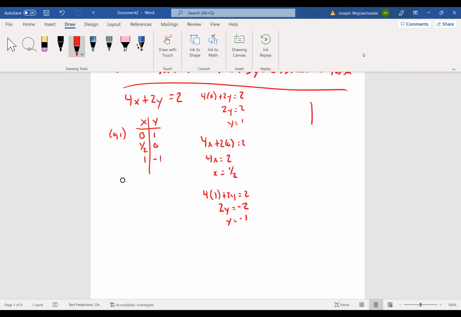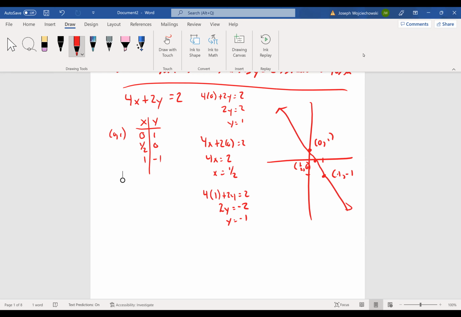So now let's plot these points. 0, 1. 1/2, 0. And 1, -1. Now we have our points. Draw a line. And there we go.